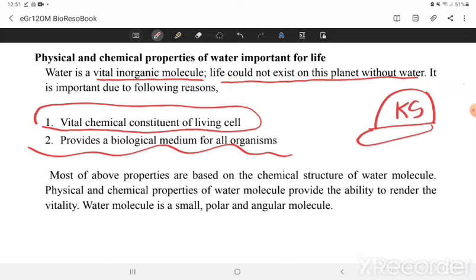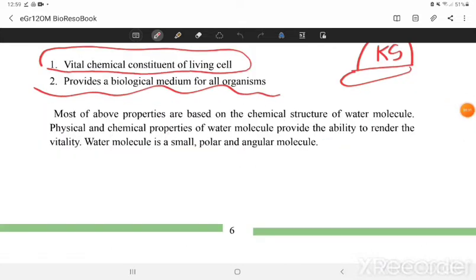It also provides a biological medium for all organisms. What do you really understand from this statement? When water provides a biological medium, we consider it provides a particular medium for chemical reactions, more specifically biochemical reactions, to happen. Chemical reactions happen in your cells, so for reactions to happen, you need a biological medium. Water provides that biological medium for all organisms.